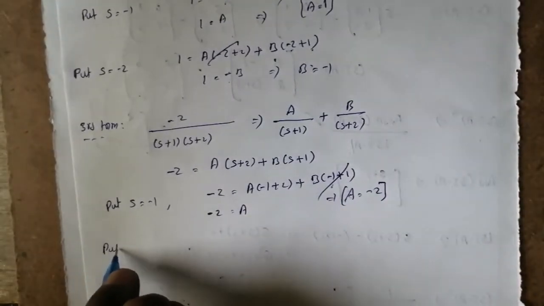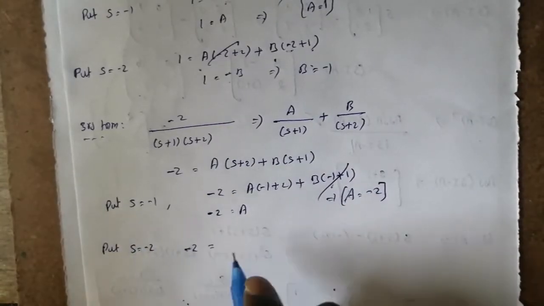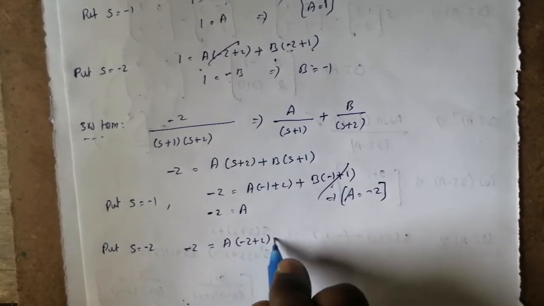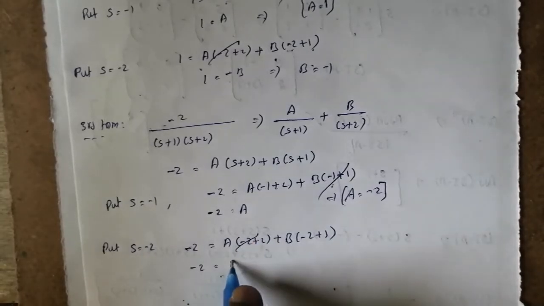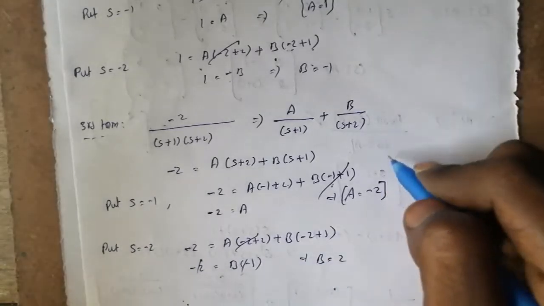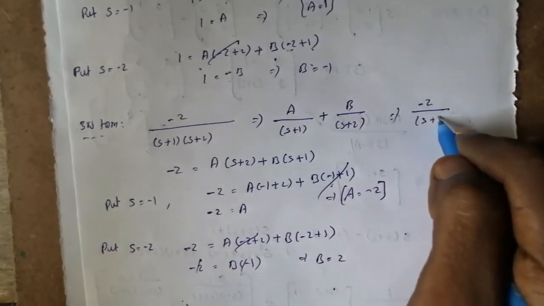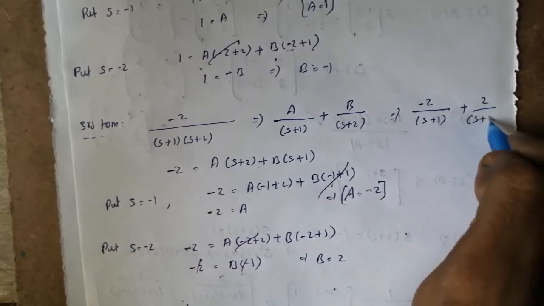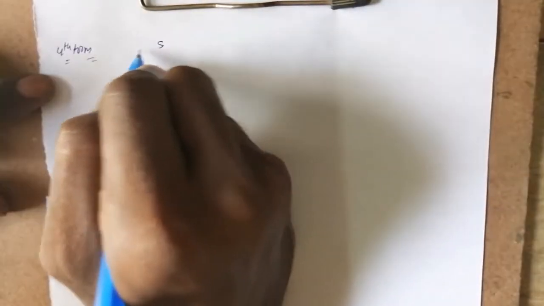Next, put s equals minus 2. Then you will get minus 2 equals A(minus 2 plus 2) plus B(minus 2 plus 1). The A term becomes 0, and minus 2 equals B times minus 1, the minuses cancel, so B equals 2. Now if you substitute A and B in this equation, you will get minus 2/(s+1) plus 2/(s+2). Now we go for the fourth term. The fourth term is s/((s+1)(s+2)).